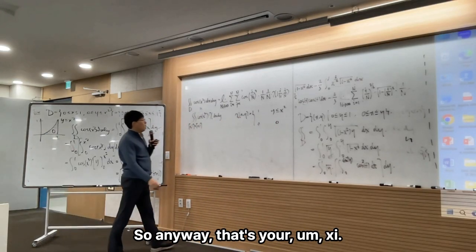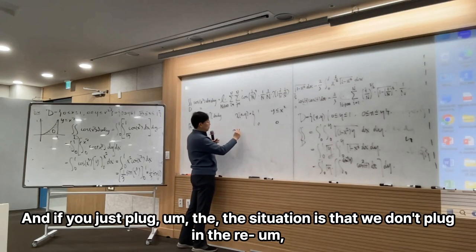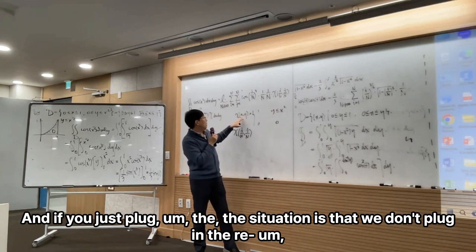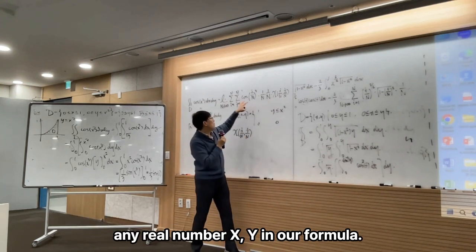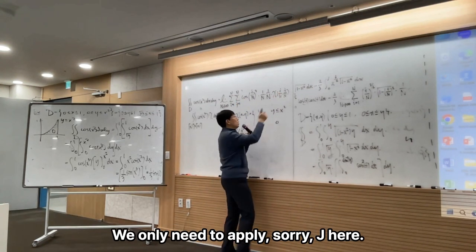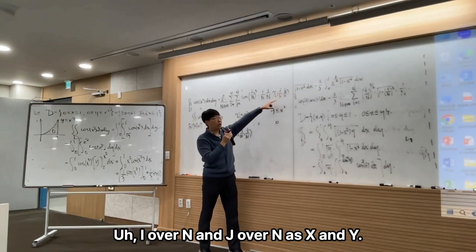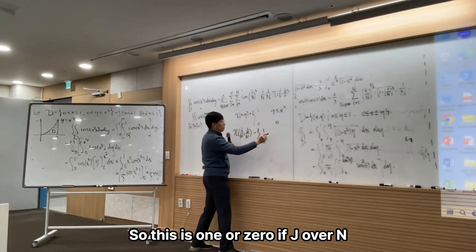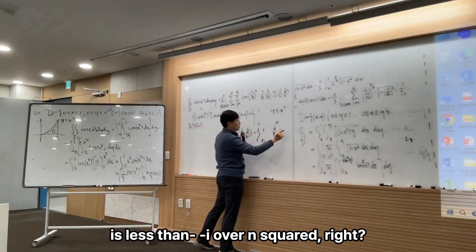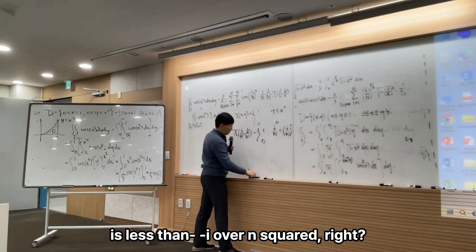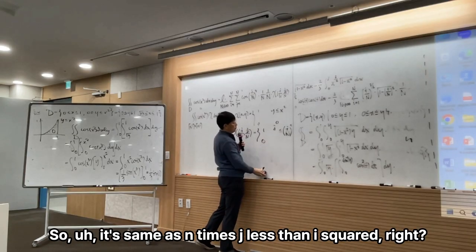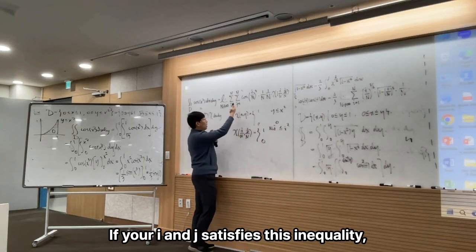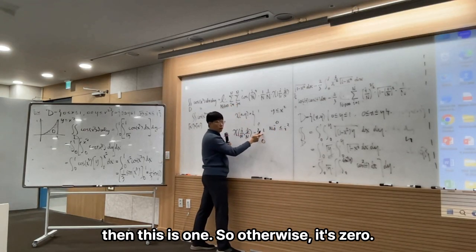So anyway, that's your psi. We don't plug in any real number x, y in our formula. We only need to apply i over n and j over n as x and y. So in that case, let's see what happens. This is 1 or 0 depending on whether j over n is less than i over n squared, right? So it's the same as n times j less than i squared. If your i and j satisfy this inequality, then this is 1.